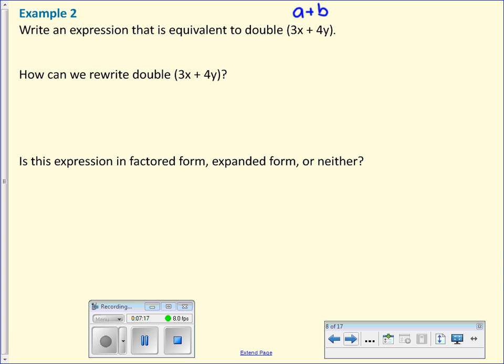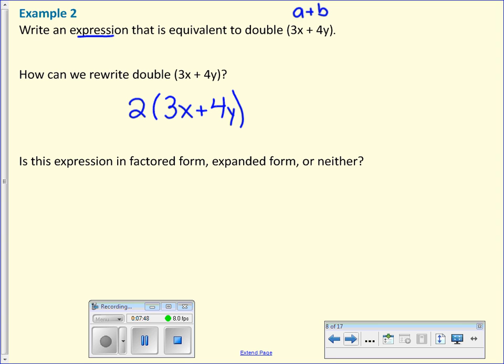So if we want to double it, we want to write an expression that will double it. Before we write the expression, let's just write it here. How would we double that? Doubling is the same thing as multiplying by 2. So I want two groups of 3x plus 4y. We want two groups of that. So that's the same thing as multiplying by 2.